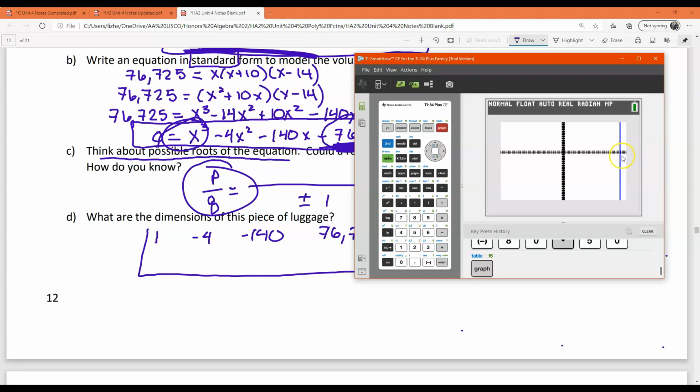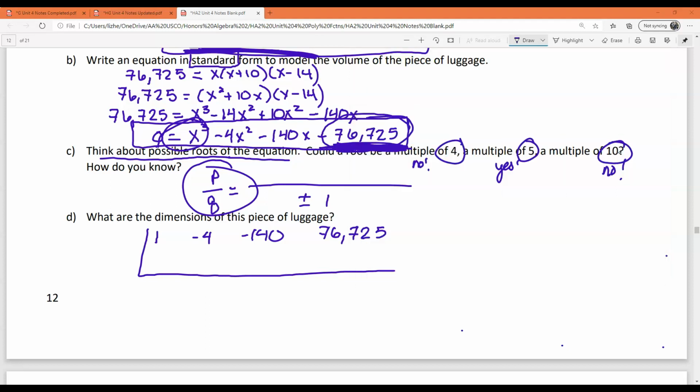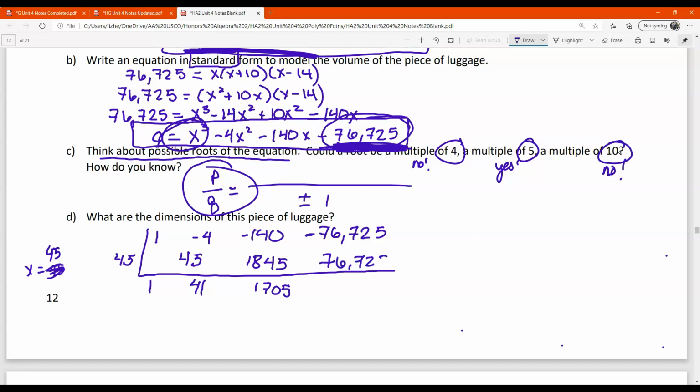So you do your little search. You guys know how to find that 0. And when you do that, you find your 0 at x equals 45. That should be at about 45. So I am going to do synthetic division here with 45. 45, and I get 41, multiply 18, 45, add, and I have 1705, multiply, and I get, this is a negative number, by the way, 76,725, and there's 0. Yay! So that means x equals 45 is a 0.